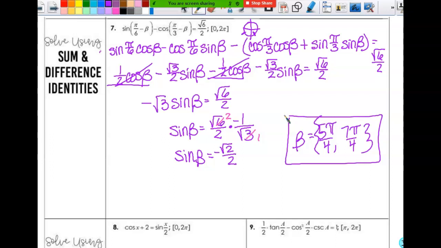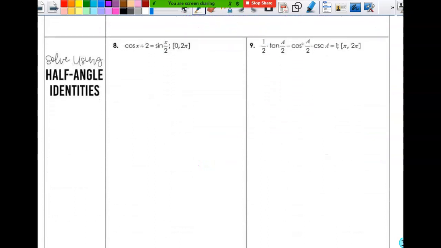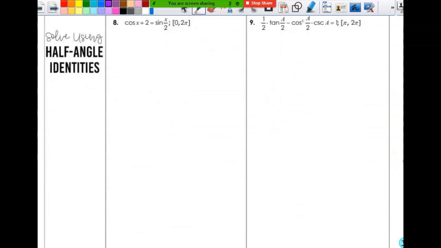Let's look at number 8. Number 8, I'm back to using the whole circle. When I look up here, I've got a half angle. Pretty sure I want to get rid of that first. So I will have cosine x plus 2 equals. So when I look on here, I find sine of theta over 2. There's only one option there. So I'm going to write that one down. So I get plus or minus square root of 1 minus cosine x over 2.